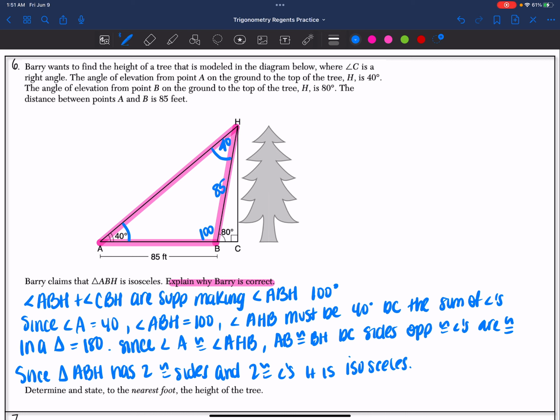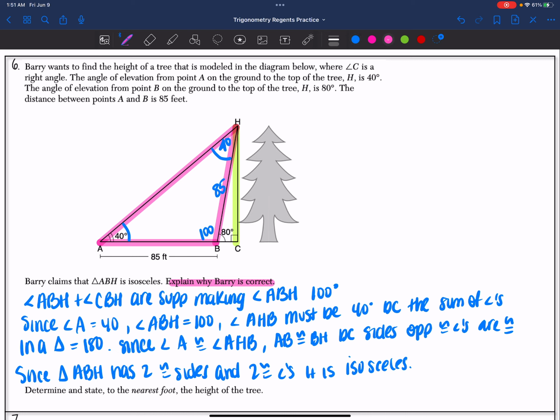So we're not done yet because it says determine and state to the nearest foot the height of the tree. So the height of the tree would be this right here, HC. So if we knew what BC was, we can just use the Pythagorean theorem. But of course we don't know what BC was because they want us to use trig, obviously.